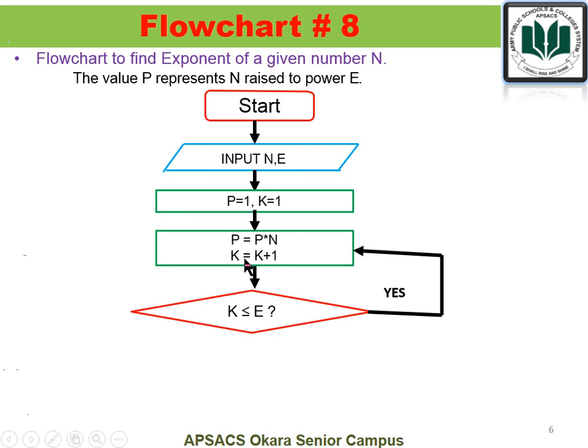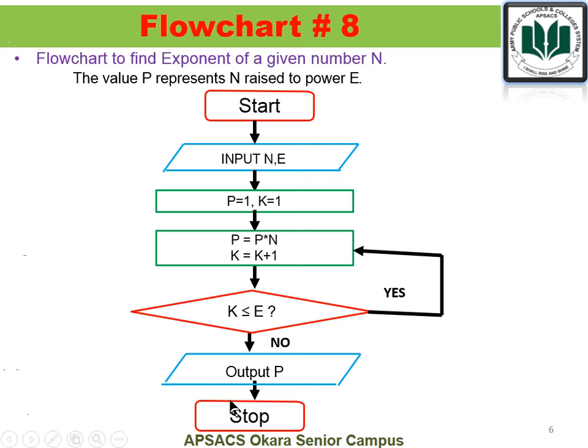The previous value of k is 3. Now the new value of k will become 3 plus 1, 4. So is 4 less than or equal to e? No, it is false. Then we will follow this path, which is no. And we will output p. Now what will be printed? 125. So we will move to the last step, which is stop.